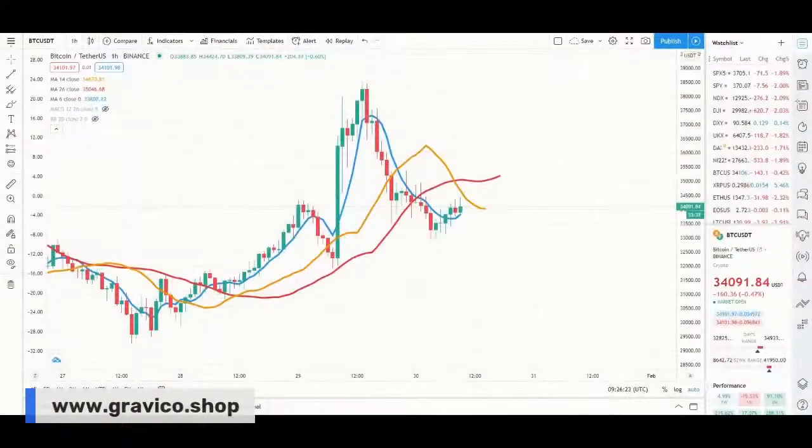Okay, let's start again. I said simple moving average. Okay, here it is. This is what a simple moving average looks like.